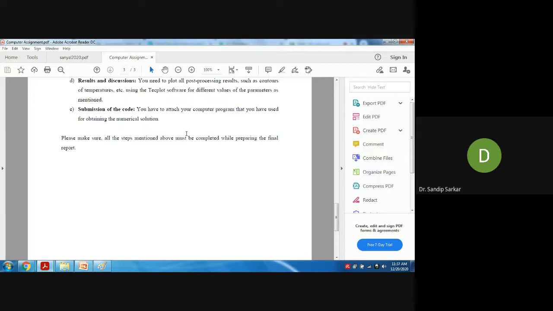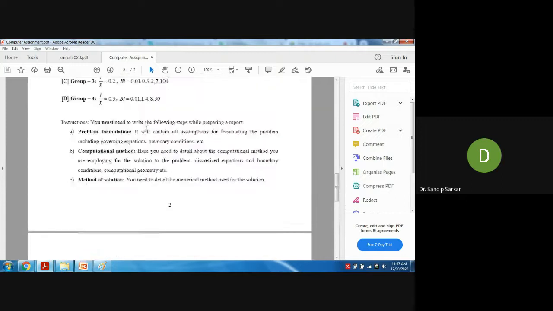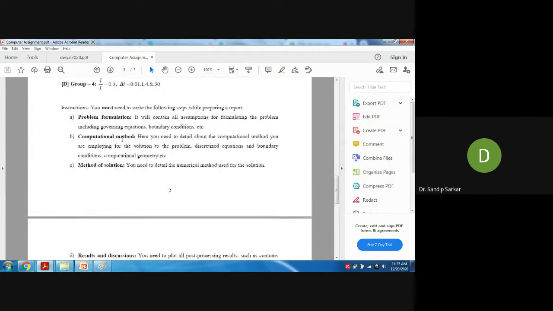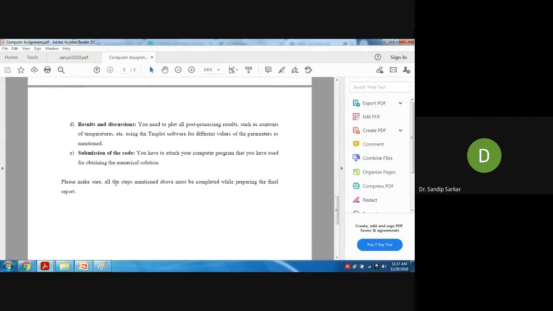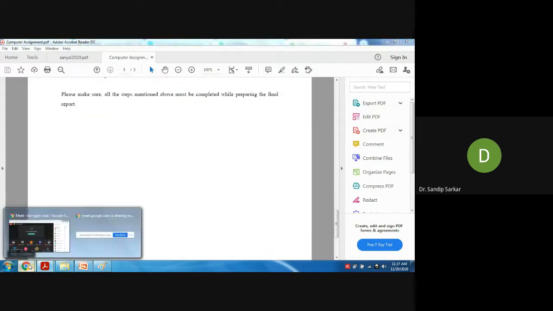So this is the complete hierarchy of writing the report. This is the methodology you have to follow while writing the computational fluid dynamics assignment report. Understood? Does anybody have any questions?